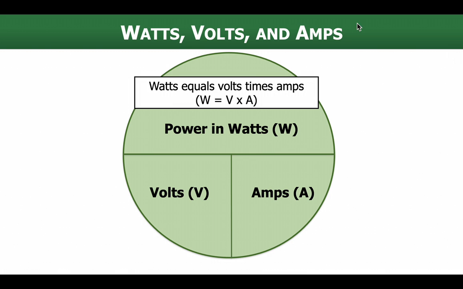Remember, we cover up the W. If we want to figure out watts, we've got a V next to an A. That's a V times an A. Watts equals volts times amps.